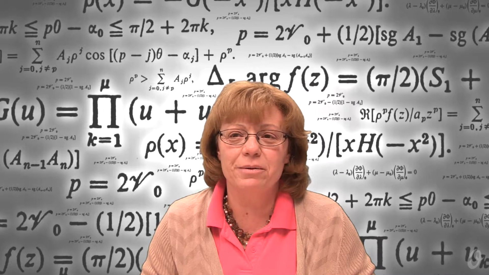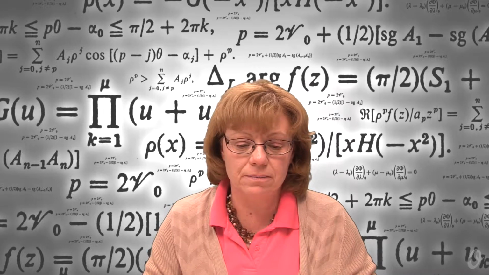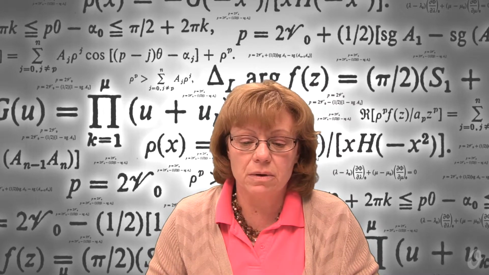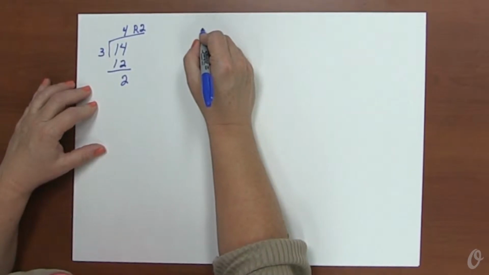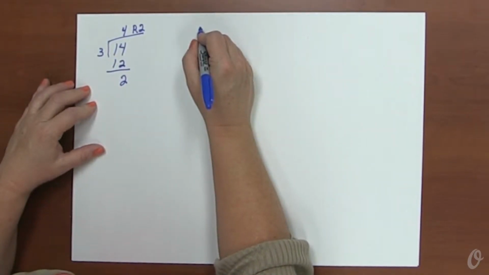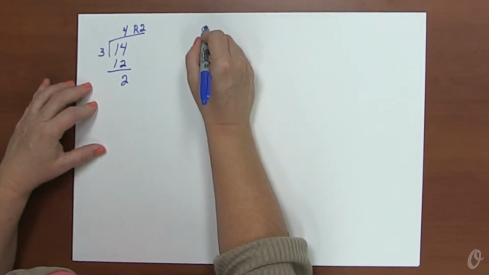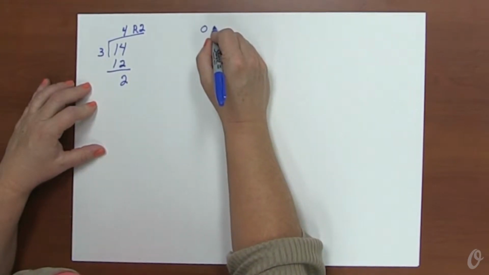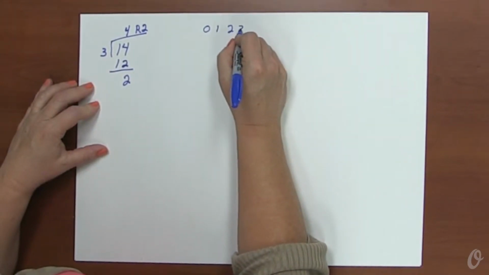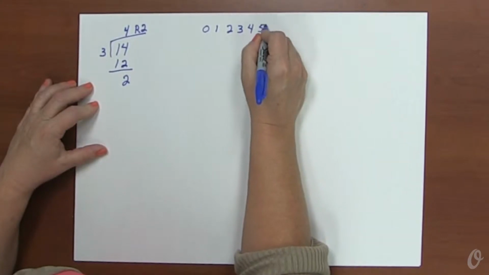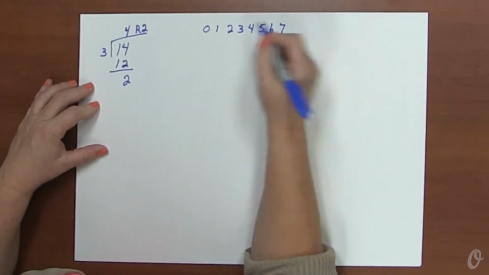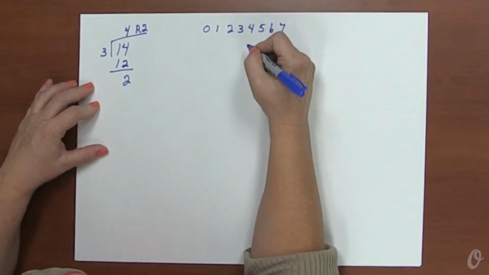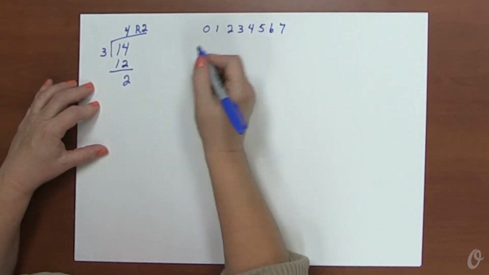All right, now we're going to move into a base system. And the first base system I'm going to work with is a base 8. Prior to doing a base 8, I want to identify what my base 8 looks like. My symbols are 0, 1, 2, 3, 4, 5, 6, and 7. So those are the only symbols that I can use to work in a base 8.